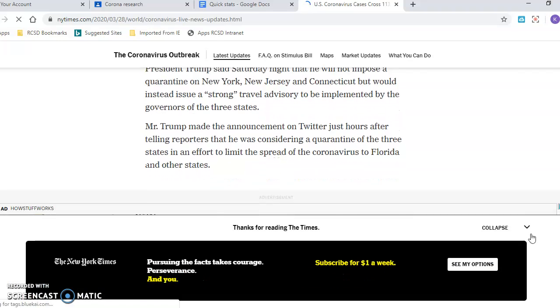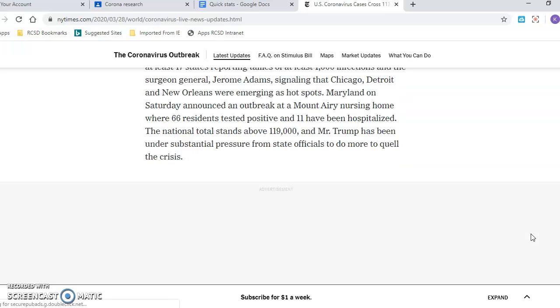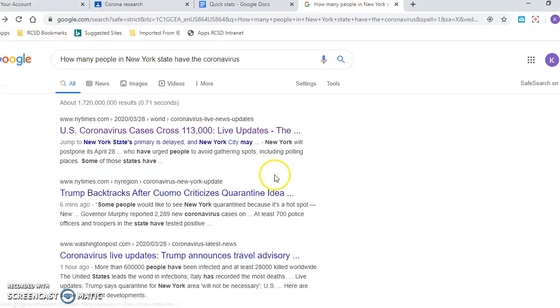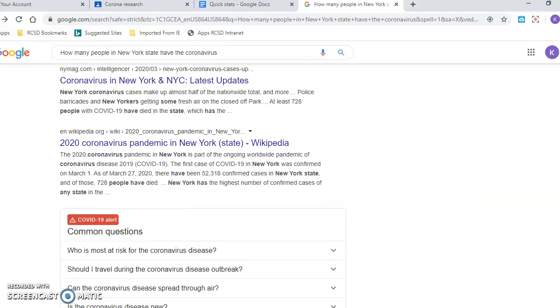Okay, so I'm looking for how many people. This isn't really showing me anything. So you know what I'm going to do? I'm going to hit the back arrow and go back. And then, you know, I'm looking for how many people.